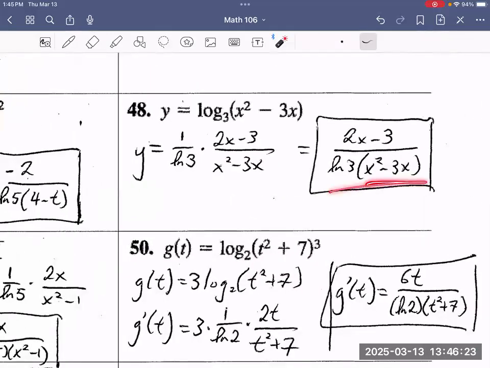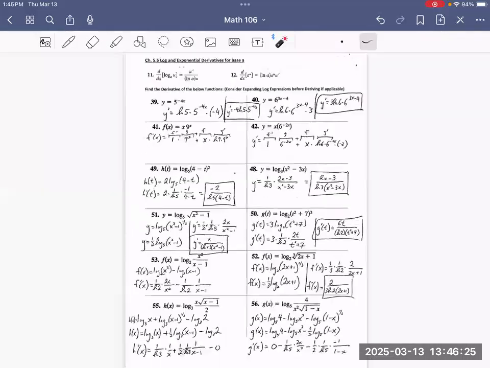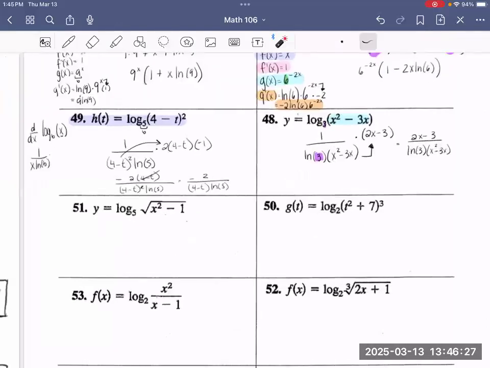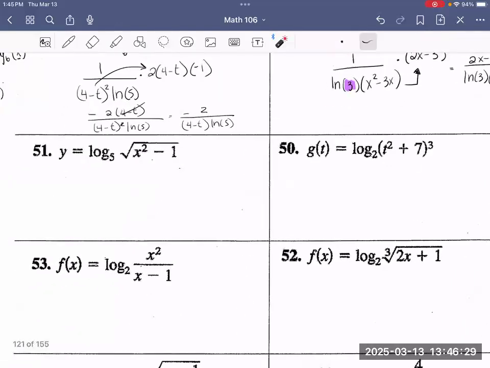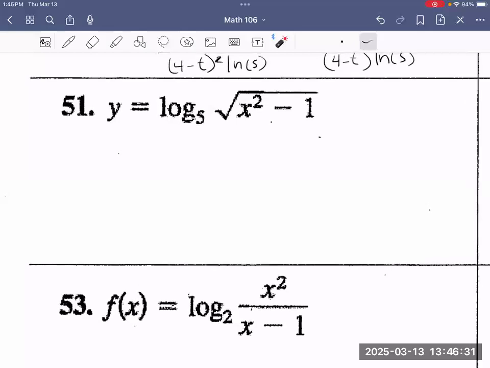No, they haven't. They just kind of left it as is. So that's what we'll do here. All right, let's try it again with 51. Now 51, I'm going to rewrite to show that we have the power of 1/2.